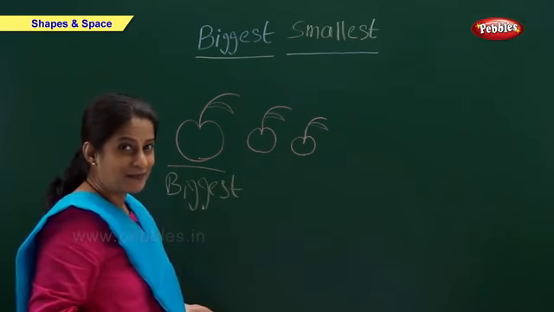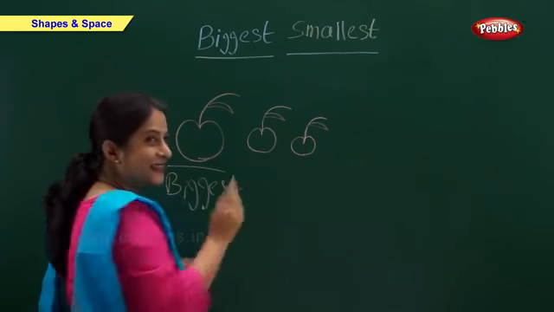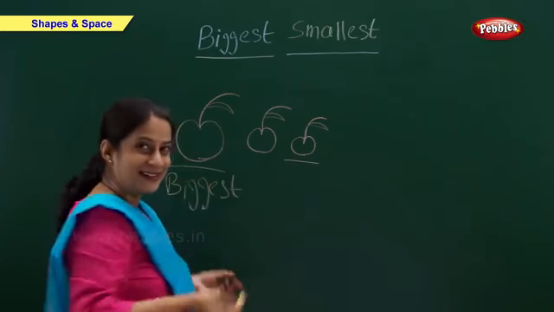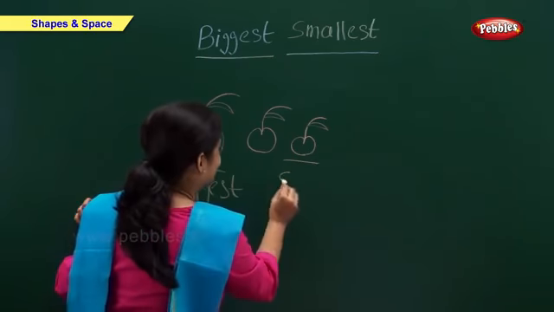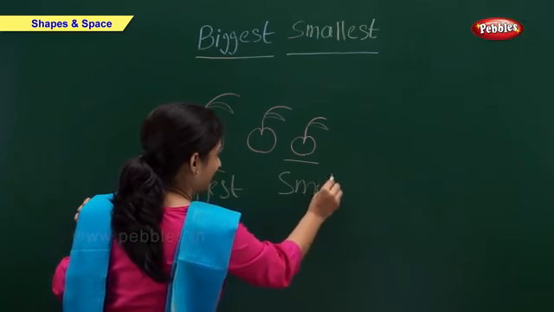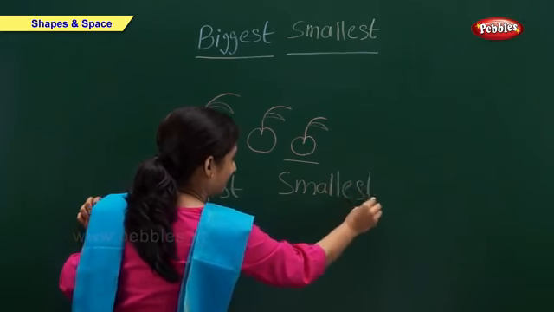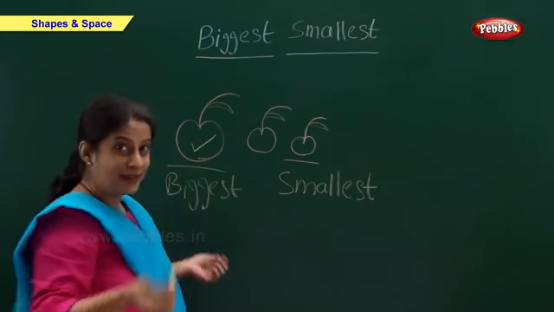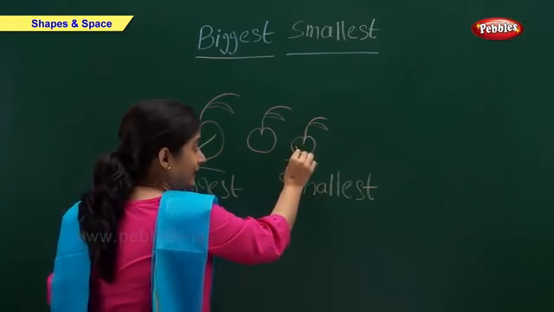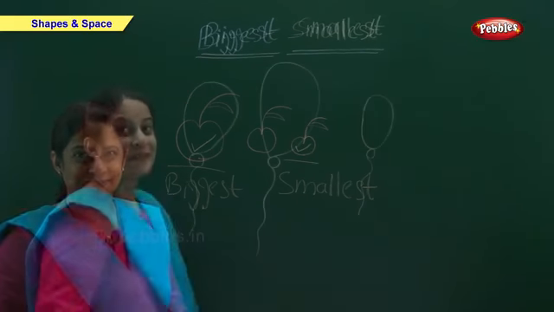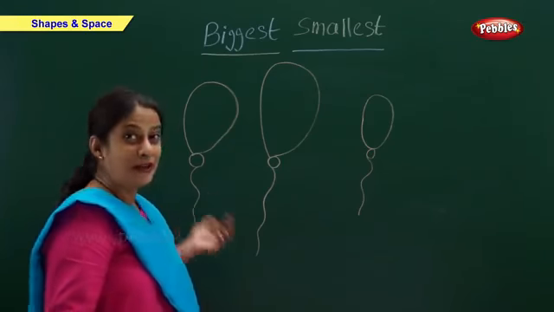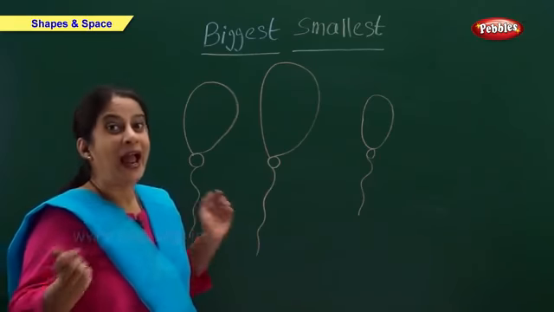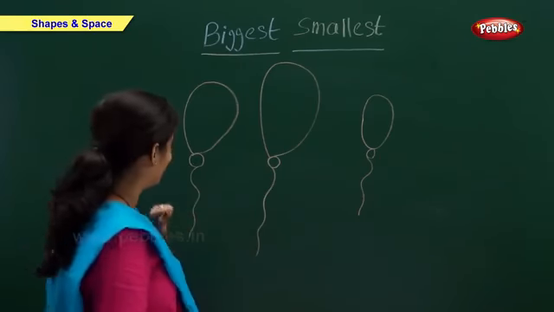And which is the smallest apple? This or this? Right. The third apple is the smallest apple. So, this is our biggest apple and this is our smallest apple. Now we have 3 balloons. So, let's find out which is the biggest balloon and which is the smallest balloon.